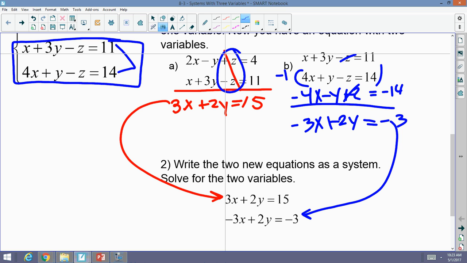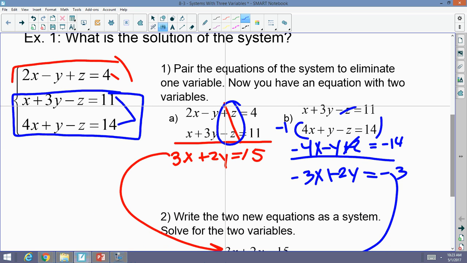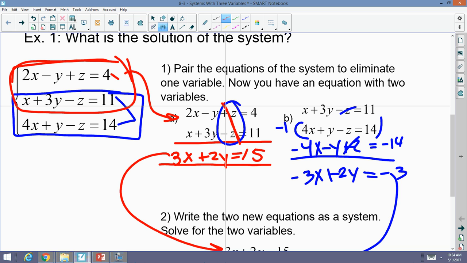I'm going to take a chill pill for a second. I'm going to let you digest what I did. I took the first two equations, which was the red, and I chose for myself one variable to cancel. We chose together that we were going to cancel the z's. So once we cancel the z's, we're left with a system with two variables.